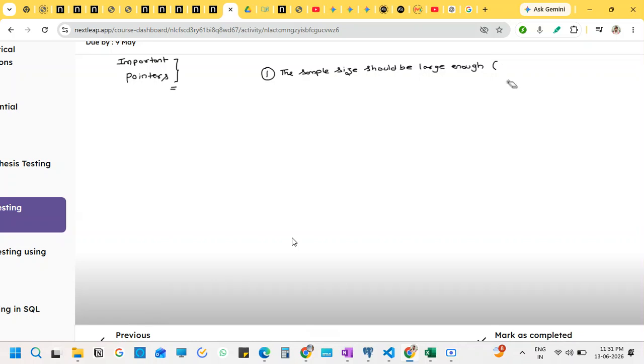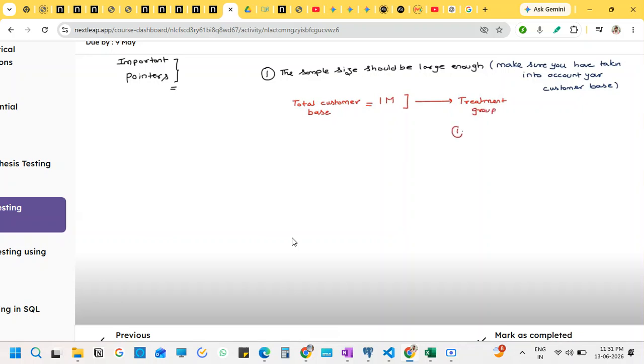While you are choosing a sample size, always make sure that you have considered your business. So make sure you have taken into account your customer base. Let's say there is a small company and their total customer base is, let's say, 1 million. Now, if I have to take a treatment group out of it, then number 1, I should keep in mind that the sample size is large enough. Approximately 10% of the data you should take. So out of 1 million, let's say you have taken 1 lakh customers, which is 100K.